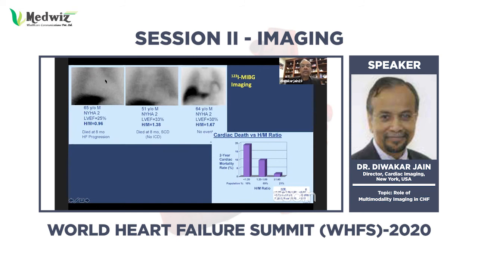Yet another example of a different patient. Again, ejection fraction is 25%, not very different from the remaining 2 patients. His heart to mediastinal ratio is even more abnormal, 0.96. That is very abnormal. Practically, there is no uptake in the heart. The background is hotter than the heart. So this patient died of heart failure progression within 8 months of follow-up from the study. Again, indicating a very powerful prognosticator. The worse the uptake of MIBG, the worse is the outcome of these patients.